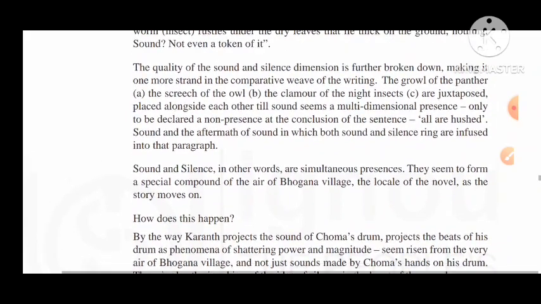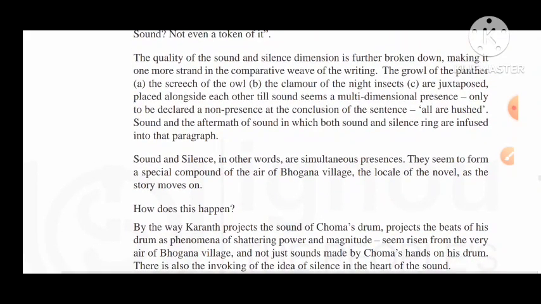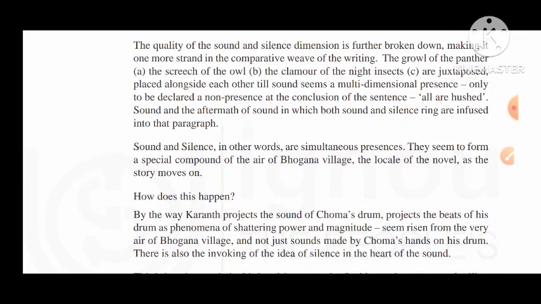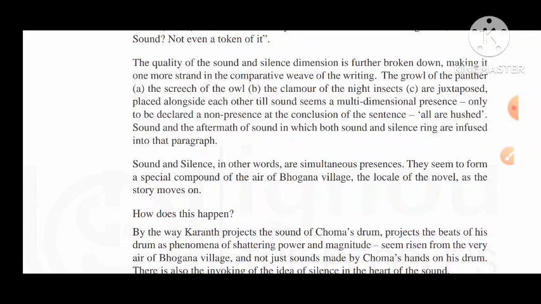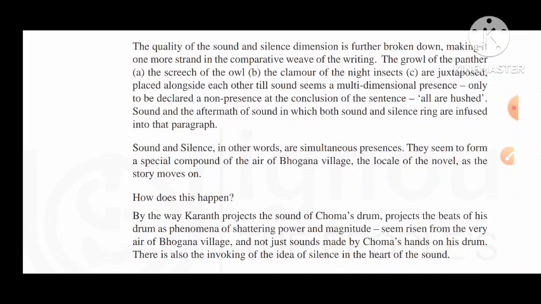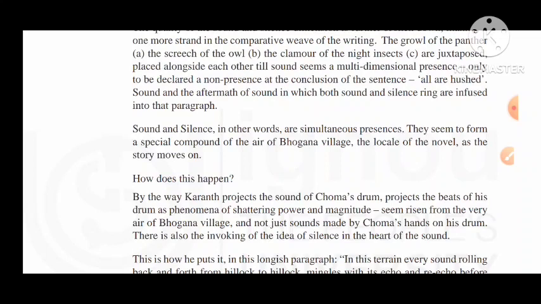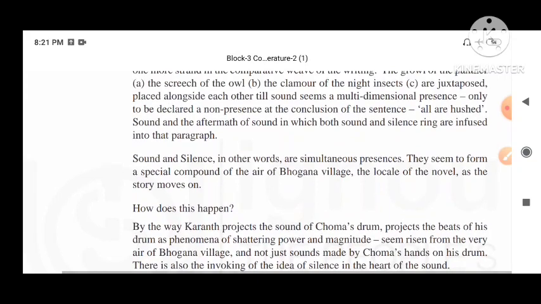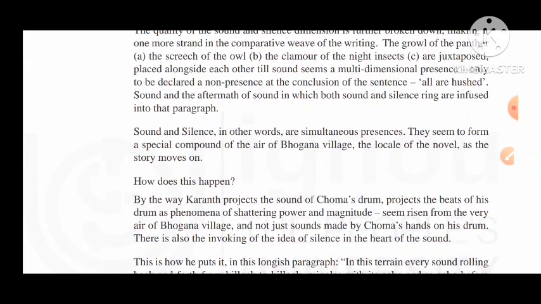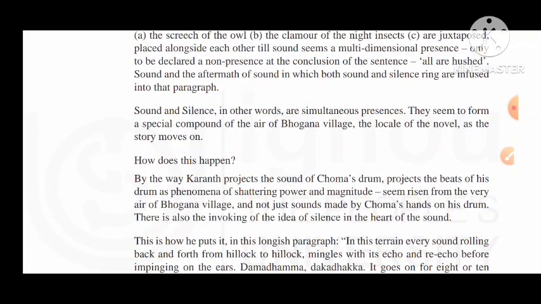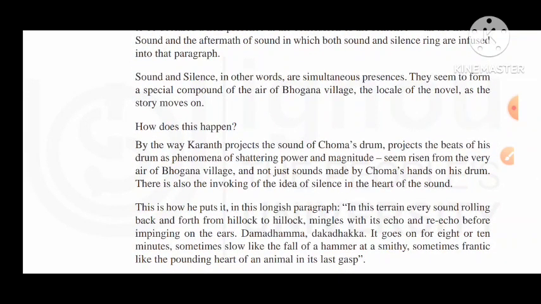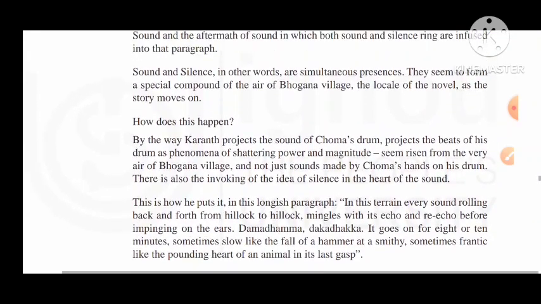The quality of the sound and silence dimension is further broken down, making it one more strand in the comparative wave of the writing. The growl of the panther, the screech of the owl, the clamor of the night insects are juxtaposed, placed alongside each other till sound seems a multidimensional presence, only to be declared a non-presence at the conclusion of the sentence. All are hushed. Sound and the aftermath of sound, in which both sound and silence ring, are infused into that paragraph. Sound and silence, in other words, are simultaneous presences.